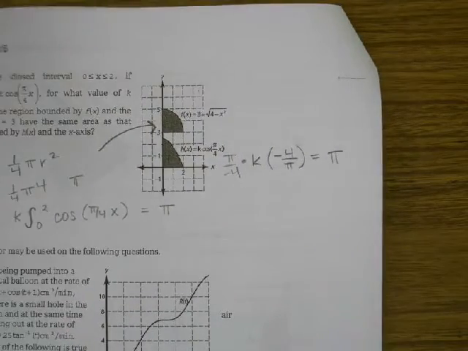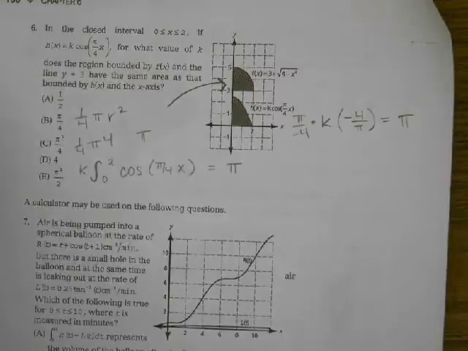Actually, it wasn't. Sorry, our area should not be negative. Our area should be positive. It was negative because we were subtracting it off. This should be positive.